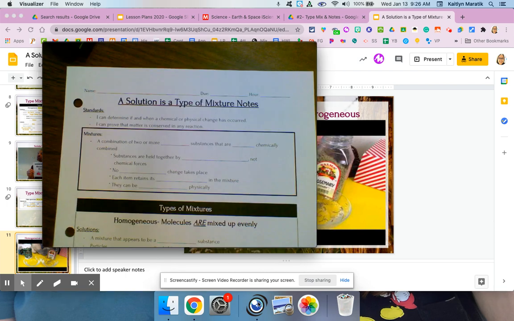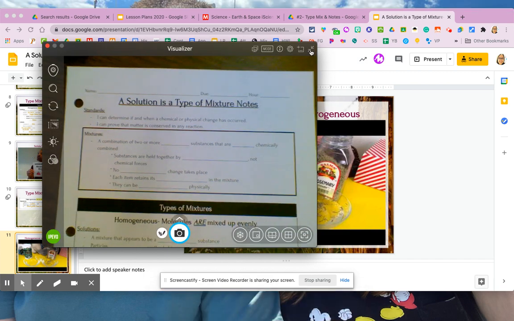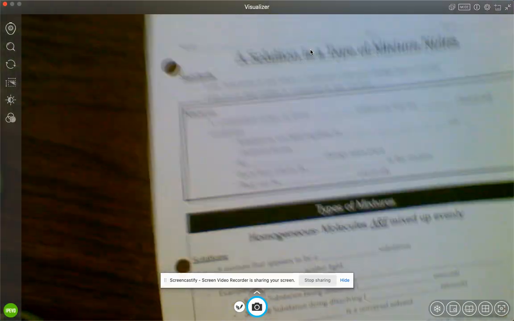And then getting started on the back side, because this is where you're going to put into use what you've just learned.